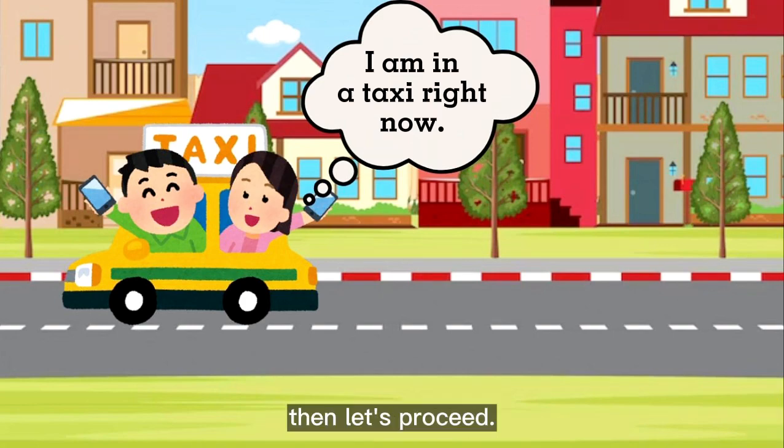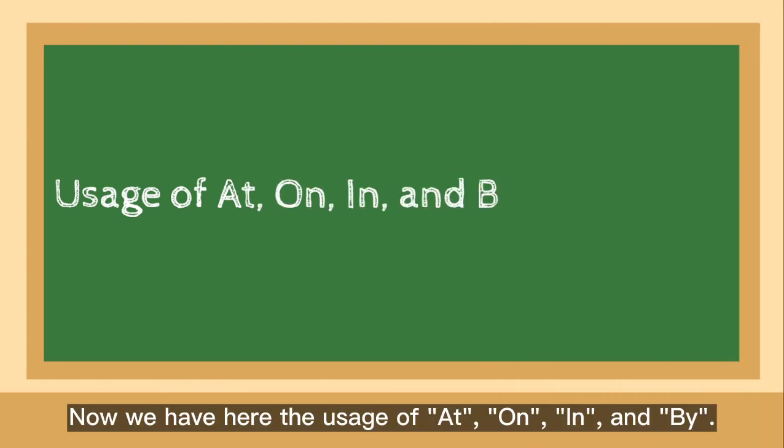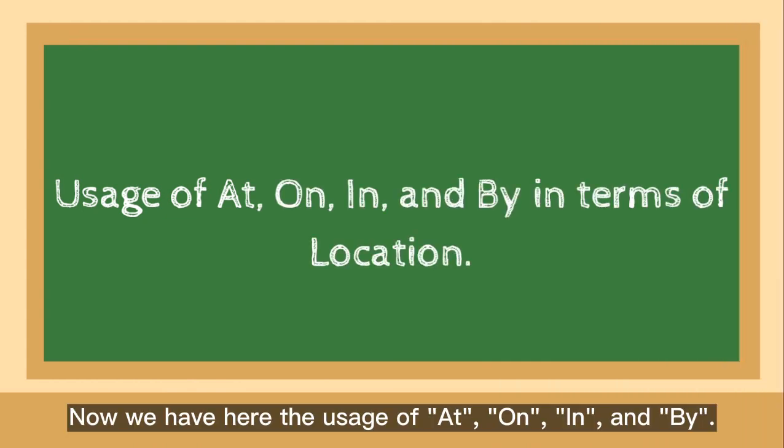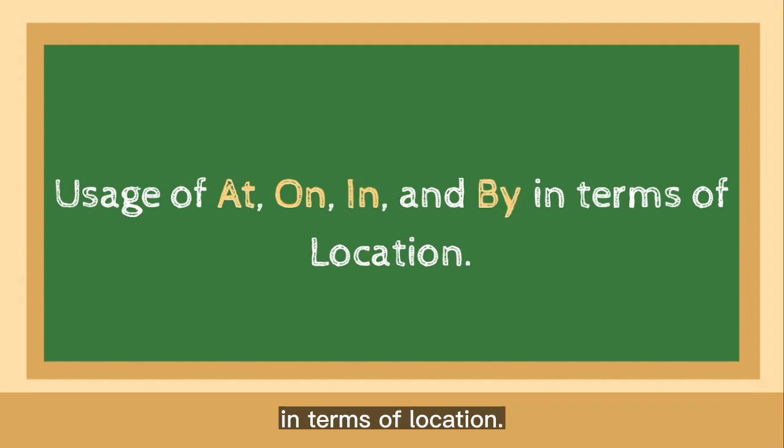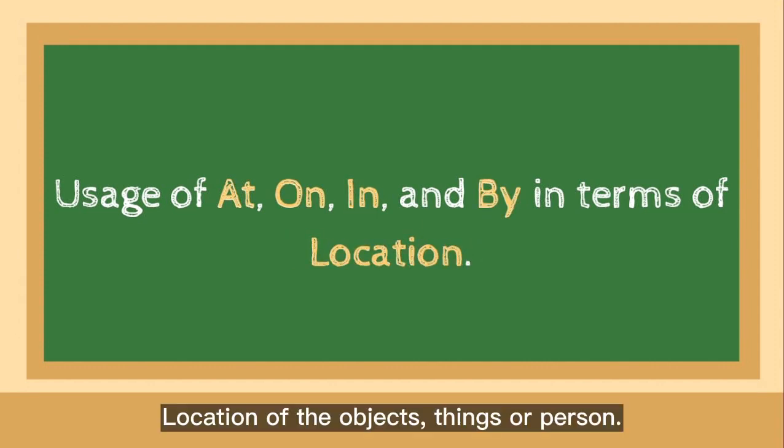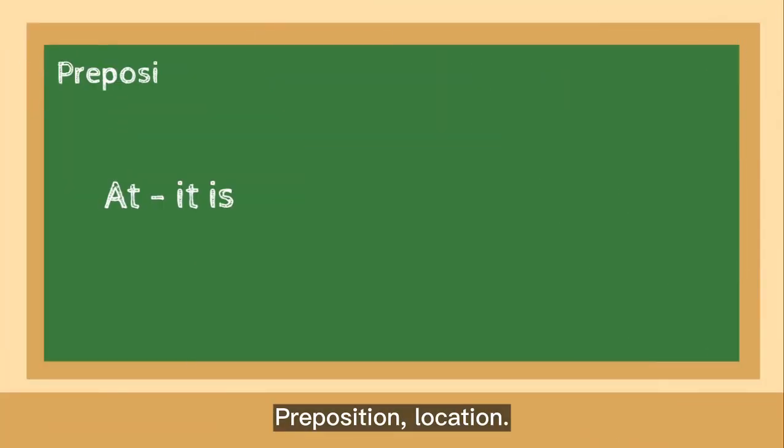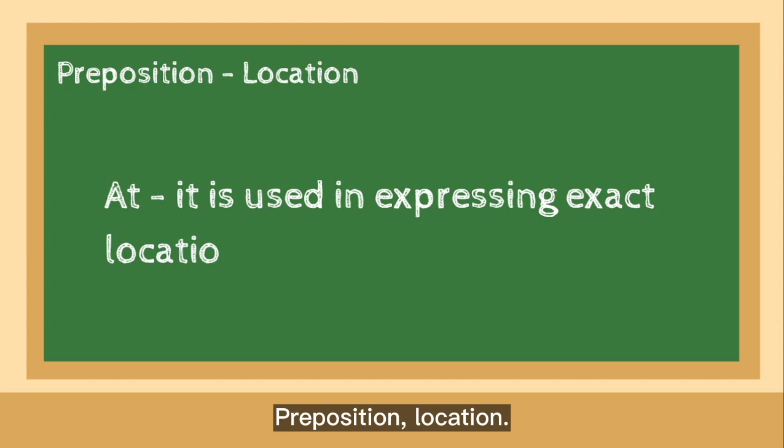Then, let's proceed. Now, we have here the usage of at, on, in, and by in terms of location. Location of objects, things, or person. Preposition, location. We have here the preposition at.